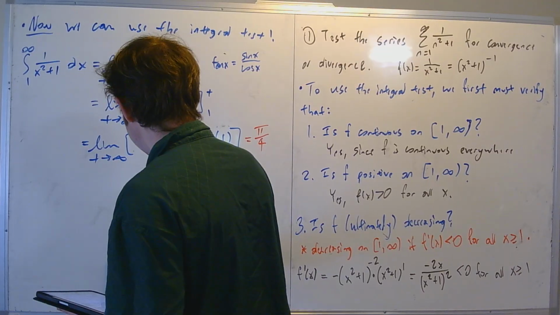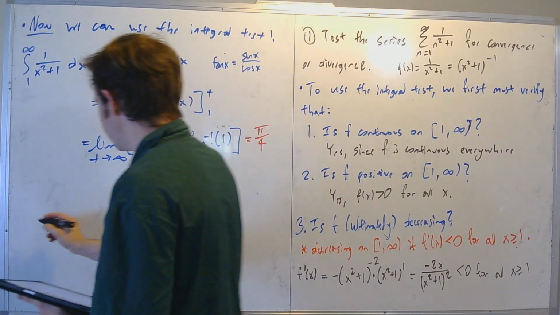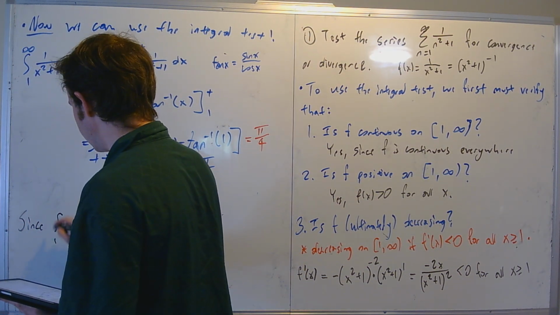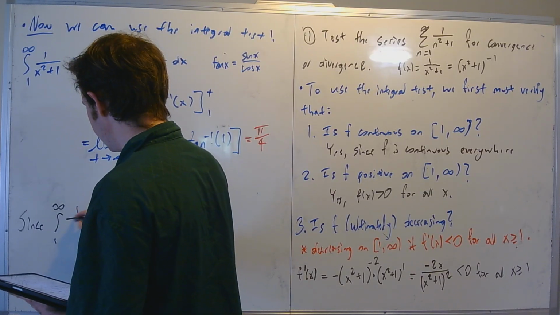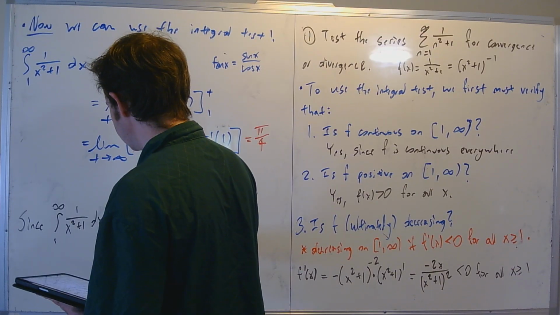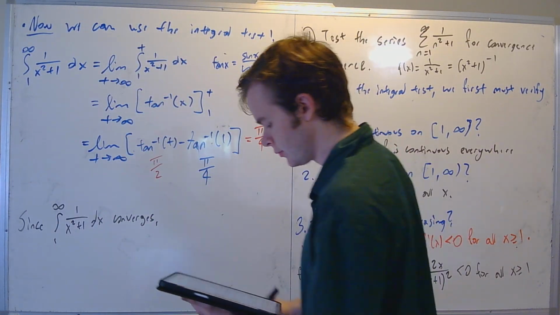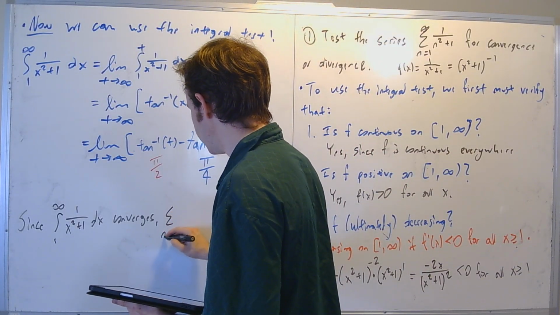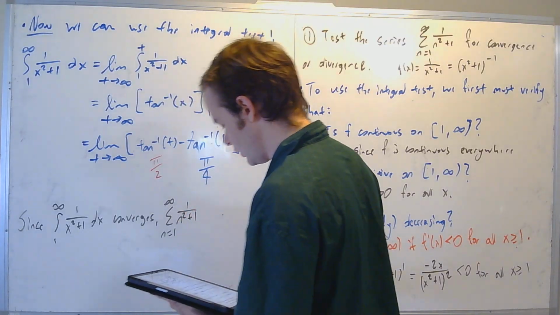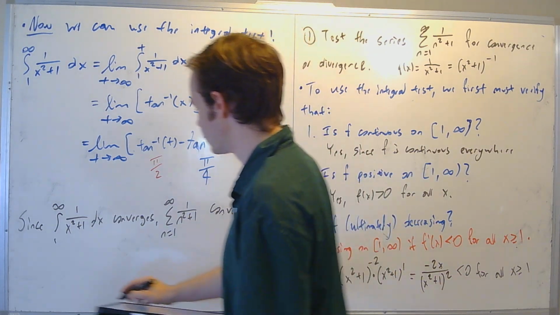So I'll say here, since the integral from 1 to infinity of 1 over x squared plus 1 dx converges, right, we said it converges because it's equal to some number, we're going to have that the sum from n equals 1 to infinity of 1 over n squared plus 1 converges by the integral test.